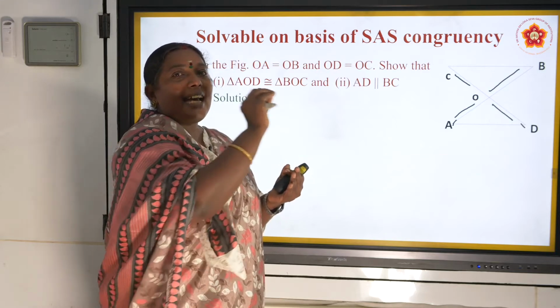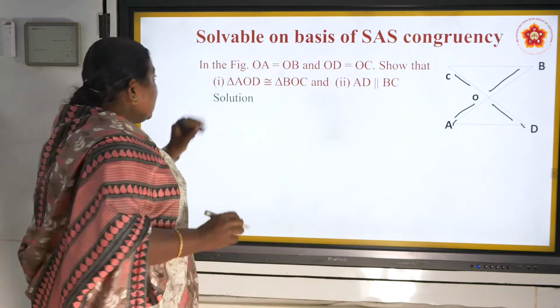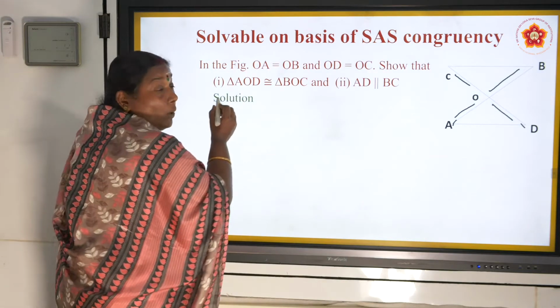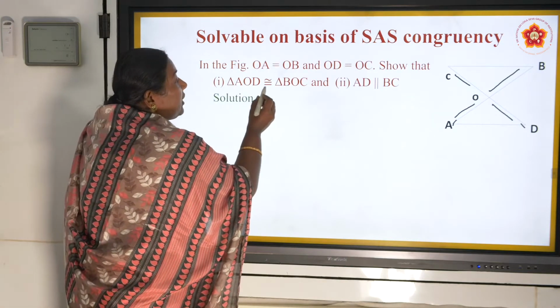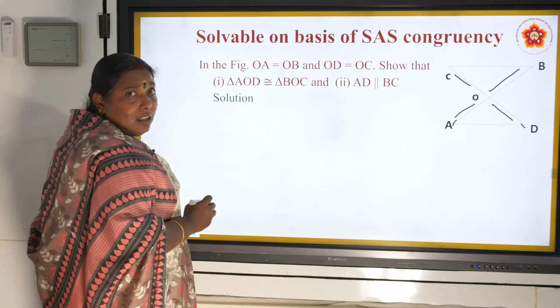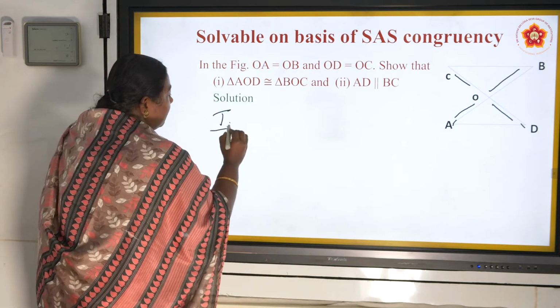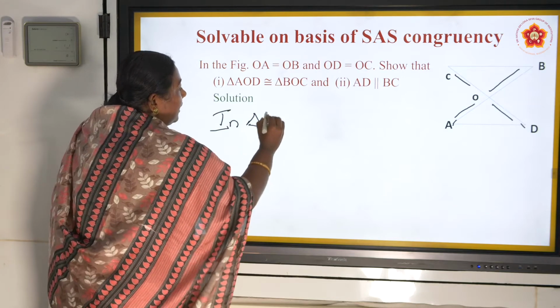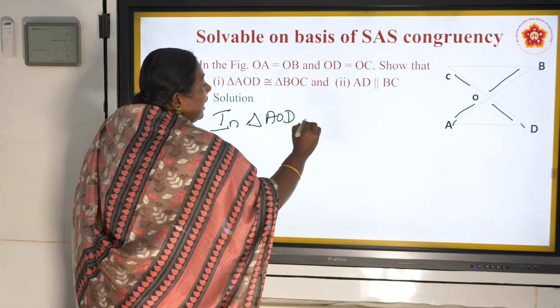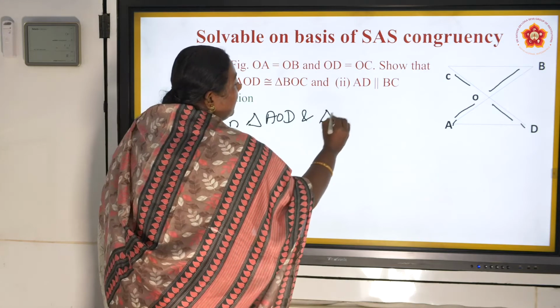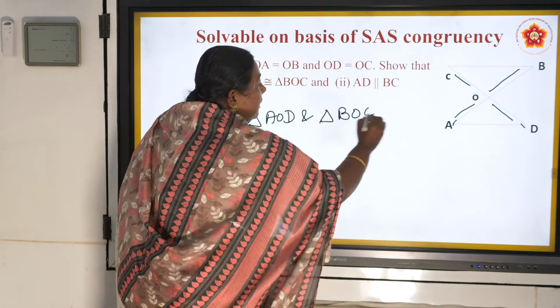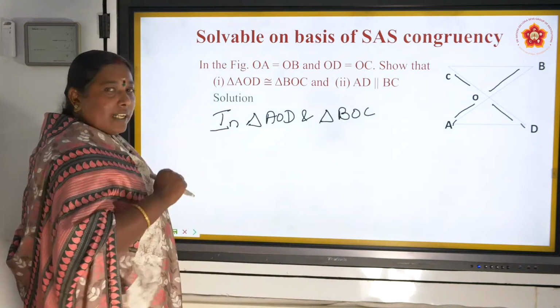Math is the one subject which will give you the answer from the question also. You will take the answer from the question. See here, they have given first what I have to prove: triangle AOD is congruent to triangle BOC. Close your eyes and take triangle AOD and triangle BOC. Now I have two triangles.